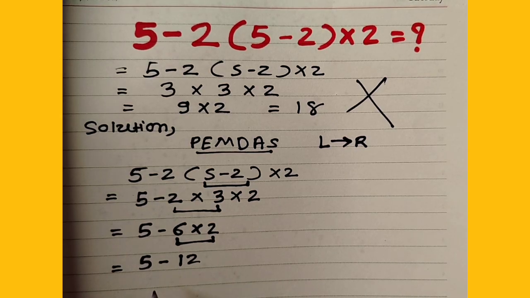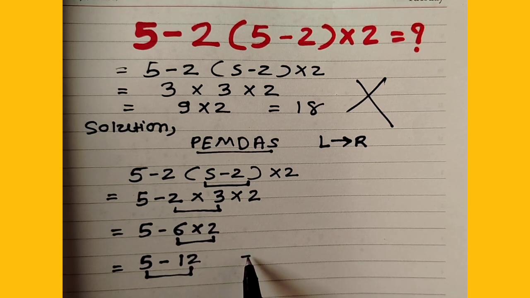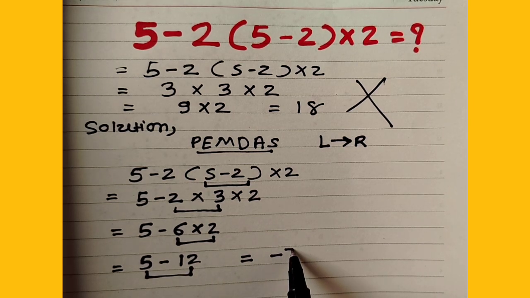5 minus 6 into 2 is equal to 12. So 5 minus 12 is equal to minus 7. So the actual answer is minus 7.